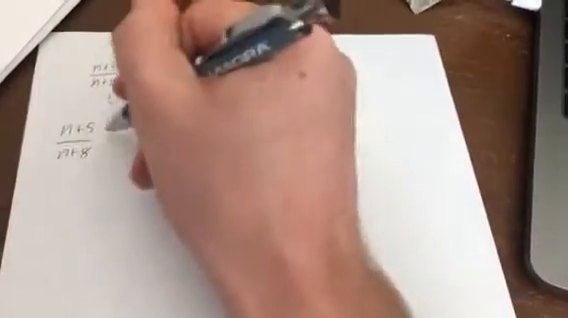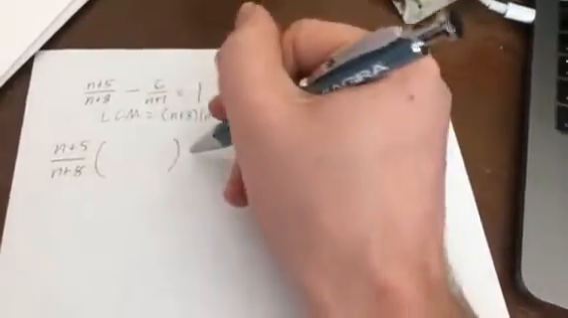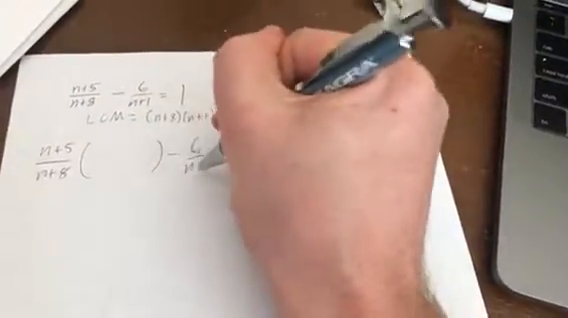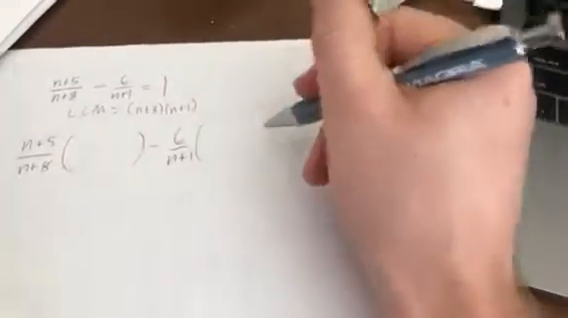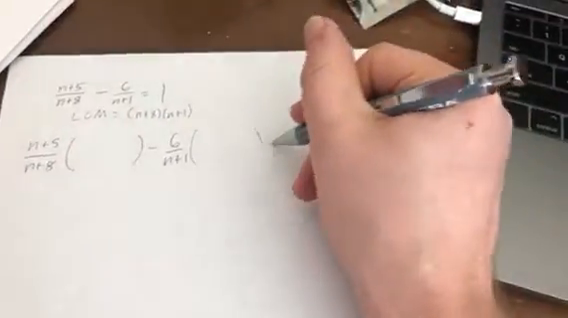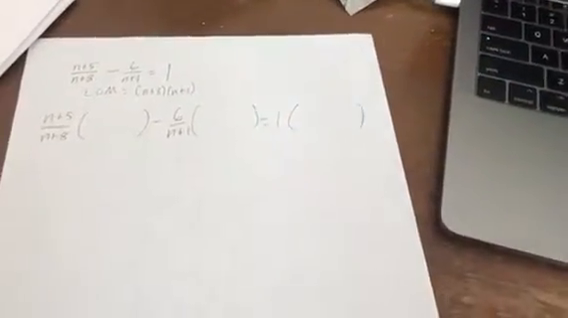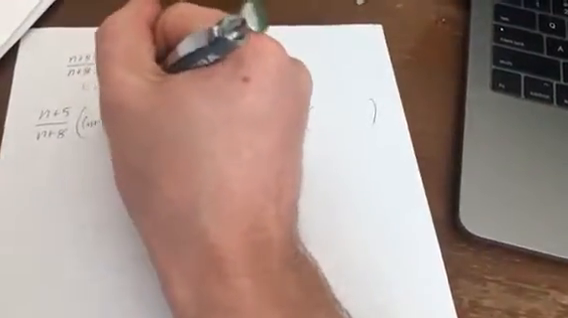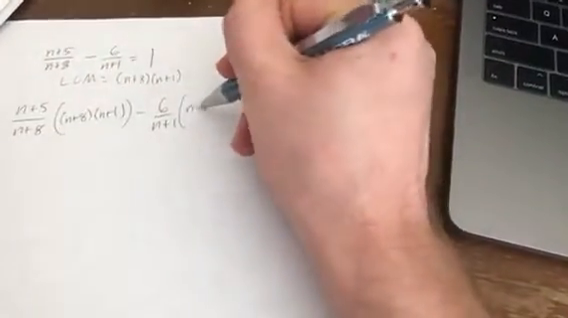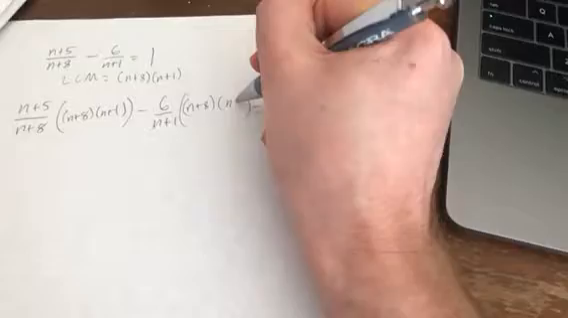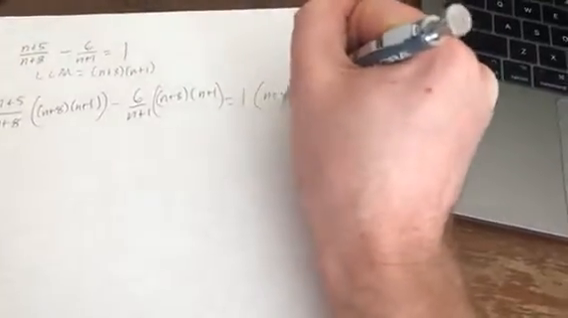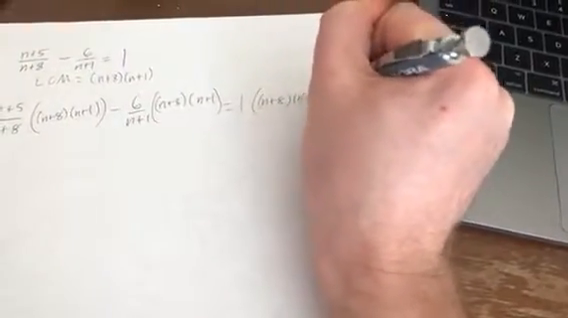So I like my setup, which just means writing this out and writing a big parentheses, writing the minus 6 over n plus 1 and a big parentheses, and writing a 1 and a big parentheses. What goes inside of there? N plus 8, n plus 1, n plus 8, n plus 1, and n plus 8, and n plus 1.